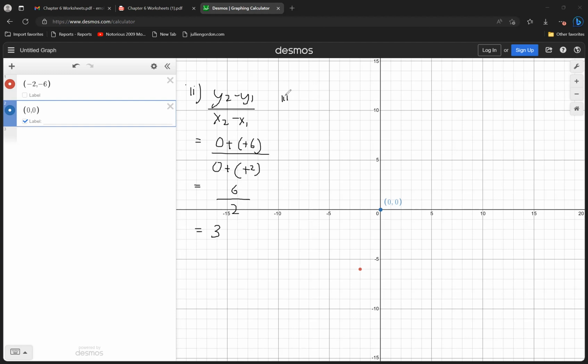So now the slope, is it positive, negative, no slope, or zero slope? It's going up to the right. So look at the sign on this number. What's the sign on that number? Positive. So it's positive. Okay. Any questions on that one?